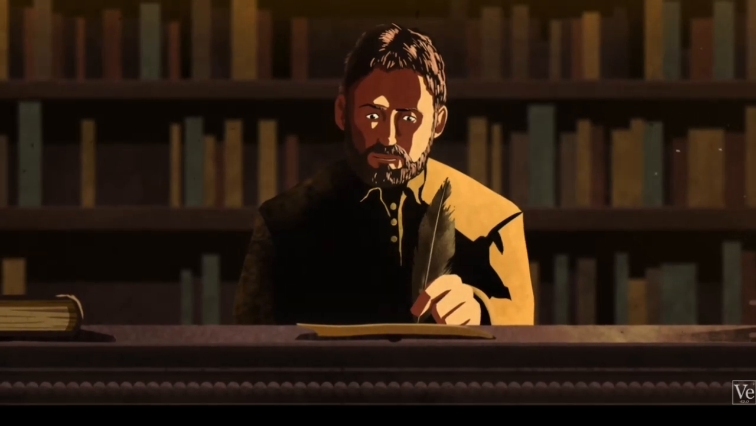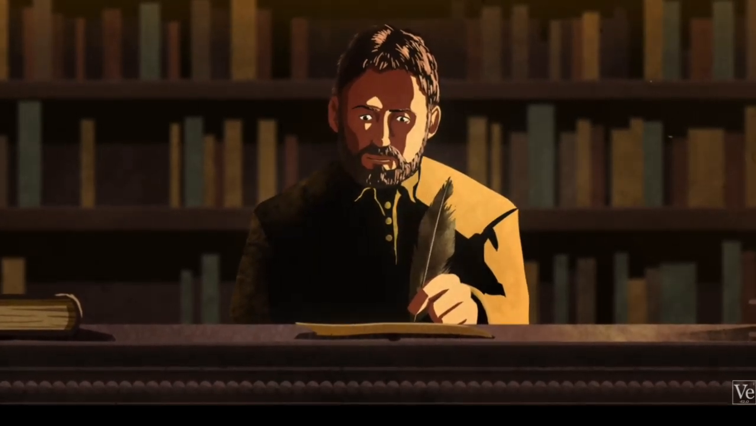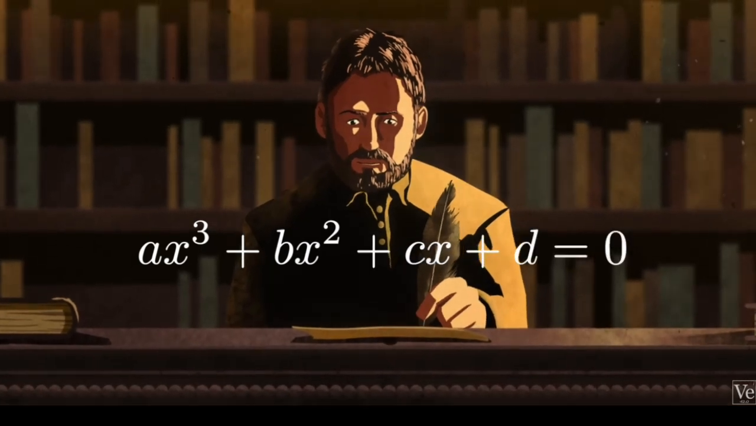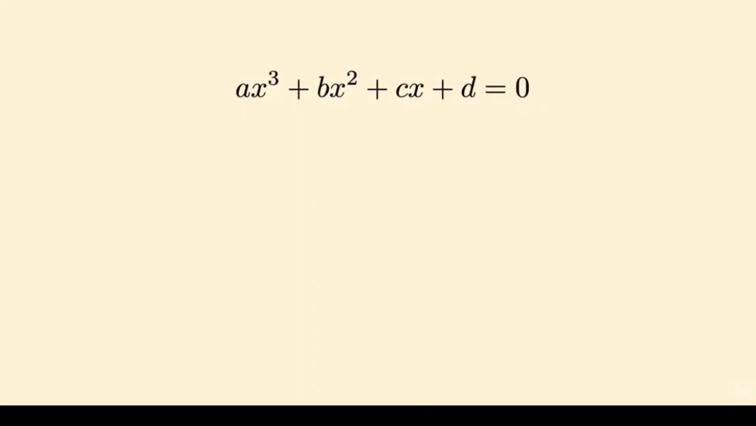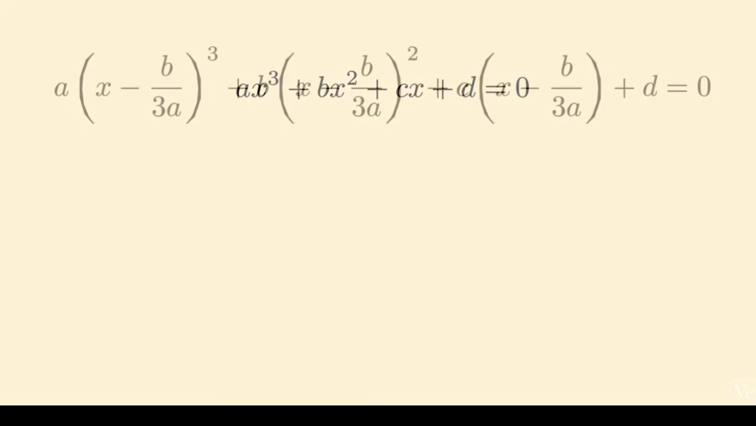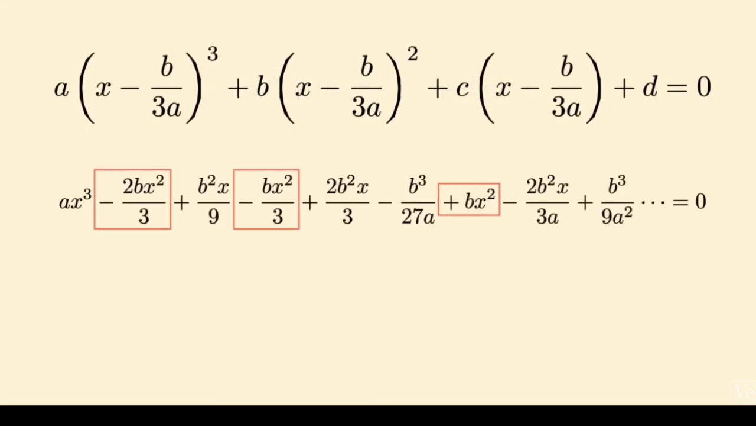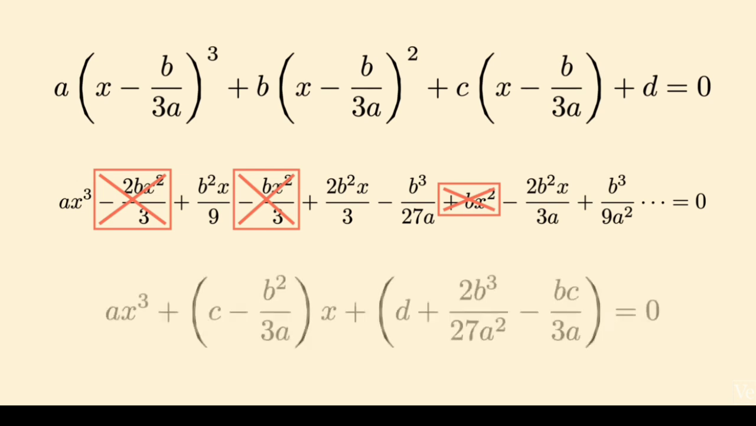But he has a loftier goal in mind, a solution to the full cubic equation including the x squared term. And amazingly, he discovers it. If you substitute x minus b over 3a, then all the x squared terms cancel out. This is the way to turn any general cubic equation into a depressed cubic, which can then be solved by Tartaglia's formula.